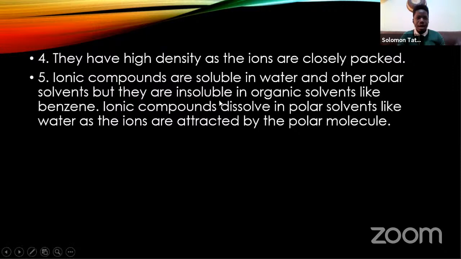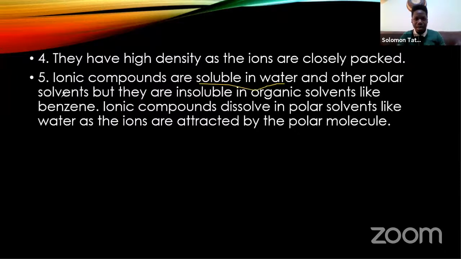Ionic compounds are soluble in water and other polar solvents, but they are insoluble in organic solvents like benzene. Ionic compounds dissolve in polar solvents like water as the ions are attracted by the polar molecule. So we see that they're very soluble in water because they are made up of ions. So they can ionize easily in solvents like water.